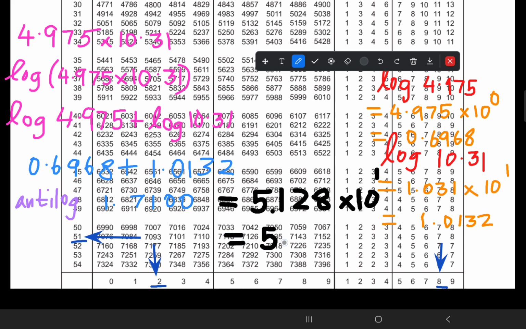Overall solution as 51.28. This is the final solution for the multiplication. So what we did here, I'll recall from the beginning. There is a multiplication given. We cannot do the multiplication without using the logarithm. If you want, you can, but you should use the logarithmic table to find the solution.